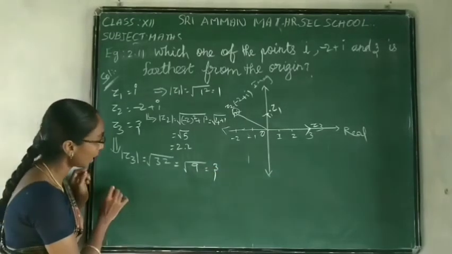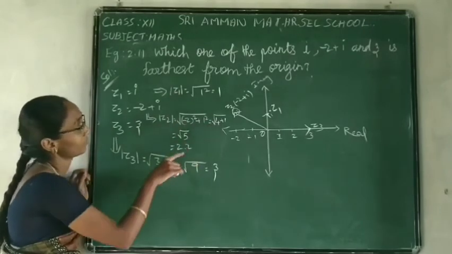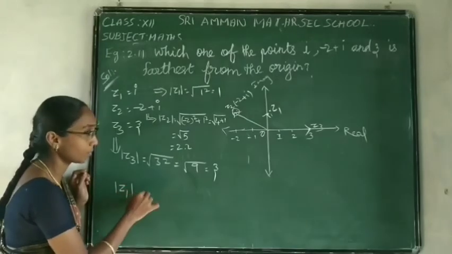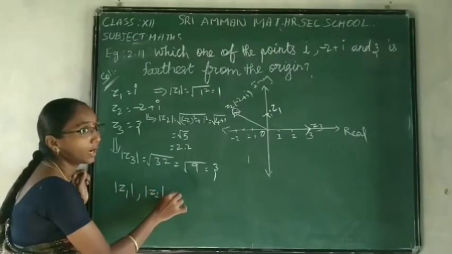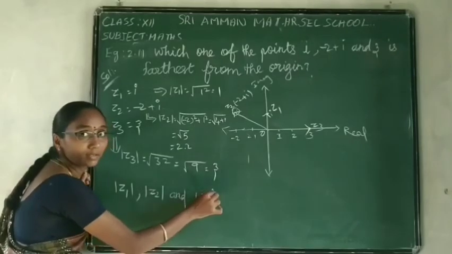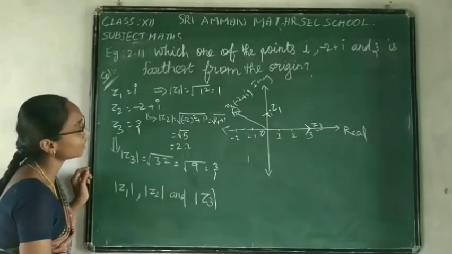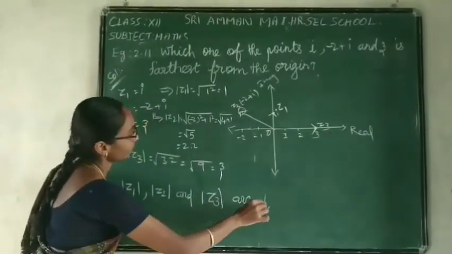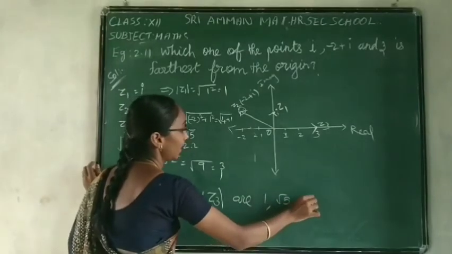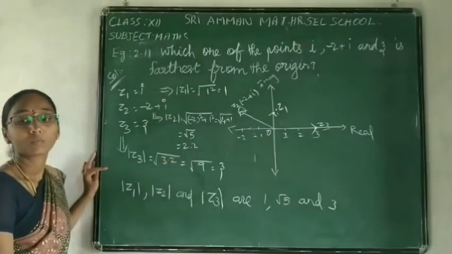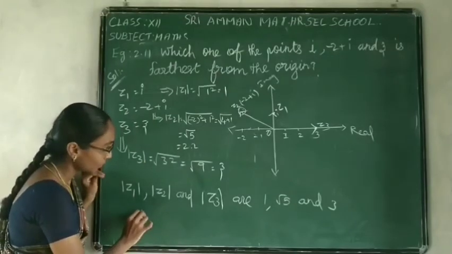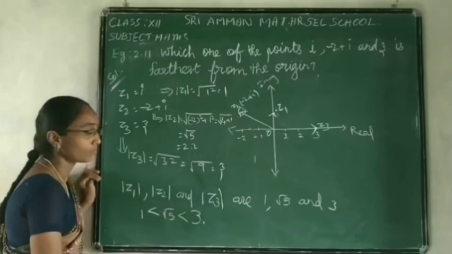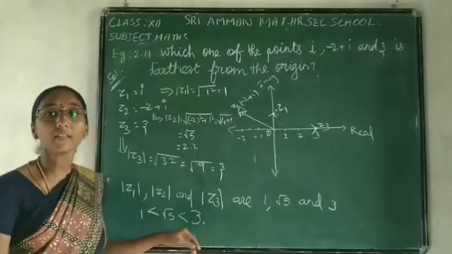Now, comparing these three values, modulus of z1, modulus of z2 and modulus of z3: which one is greatest? They are 1, root 5 and 3. So 1 is less than root 5, which is less than 3. Which is the greatest value? 3 is the greatest.